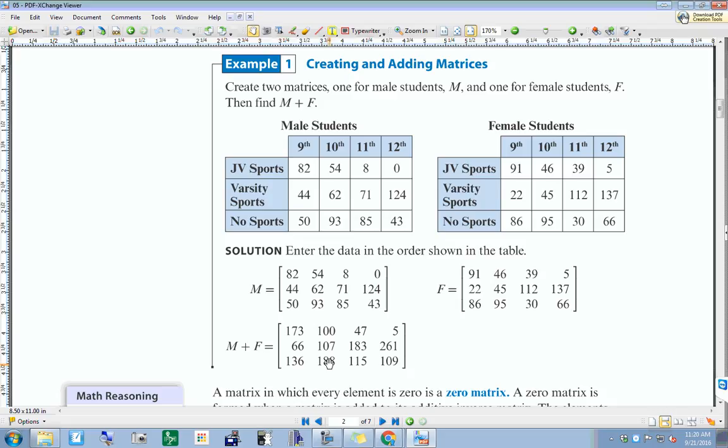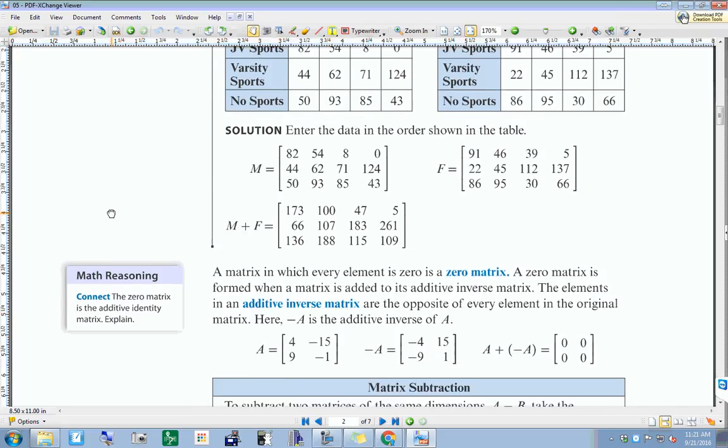What does that table mean? What does that matrix mean? What was the first one? Male students. Next one, female students. I add them all up, that's the total number of students, right? That's all it is. It's just a quicker and easier way of identifying the information and working with it.